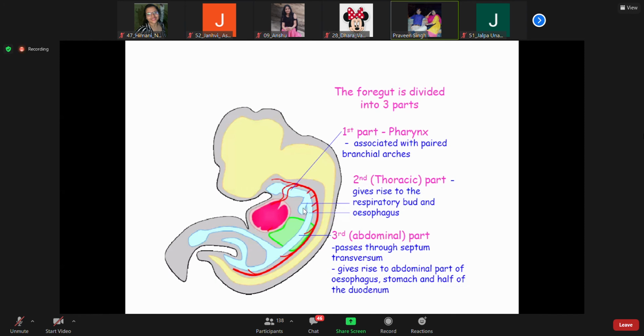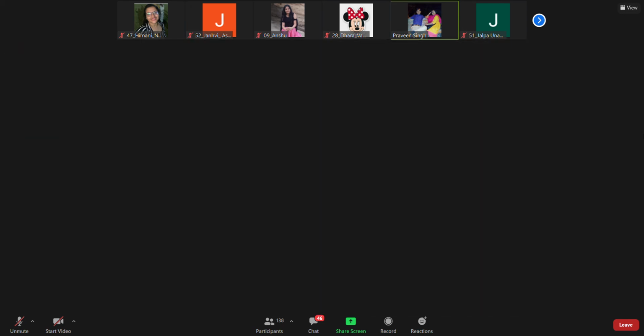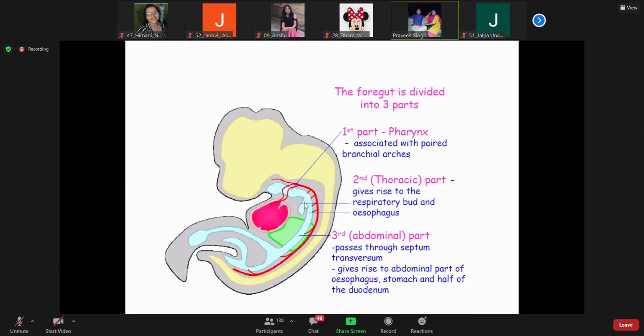Then this respiratory bud will give rise to the trachea. The trachea will bifurcate into bronchi, bronchioles, etc., and then the whole respiratory tree will be formed. But again, you must have noticed that this respiratory system arises from the foregut only. Which part of the foregut? The thoracic part of the foregut. Okay, you see this diagram once again, and read it.